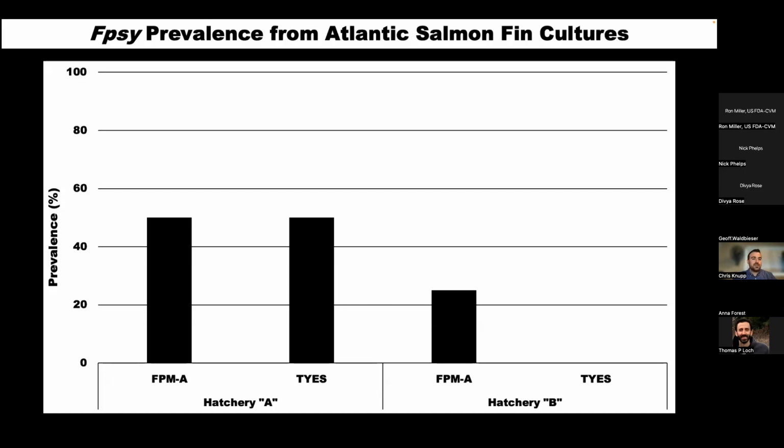And this chart illustrates the prevalence of cycrophyllum recovered from the fins of the Atlantic salmon submitted to us from the 2 hatcheries on FPMA and ties. The other new media type was not used in these cases. So starting with the fish from hatchery A, you can see that the new media and ties were equally sensitive, recovering cycrophyllum from 50% of the fish. However, when looking at fish from hatchery B, ties did not recover cycrophyllum despite being prevalent at 25% according to FPMA.